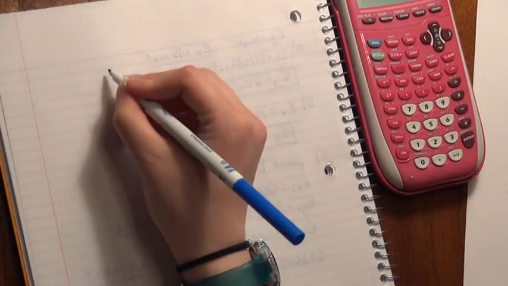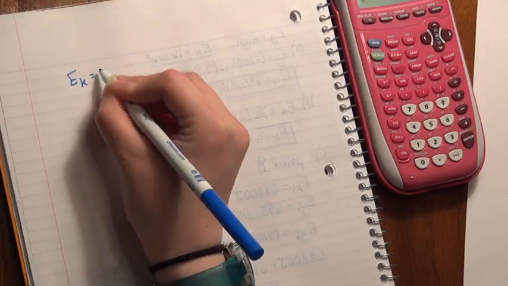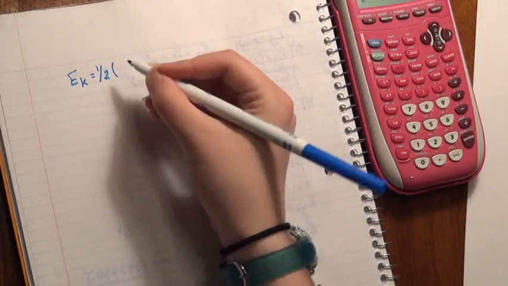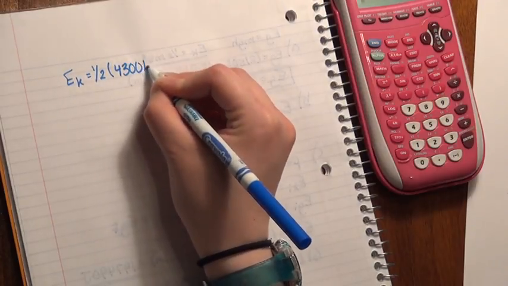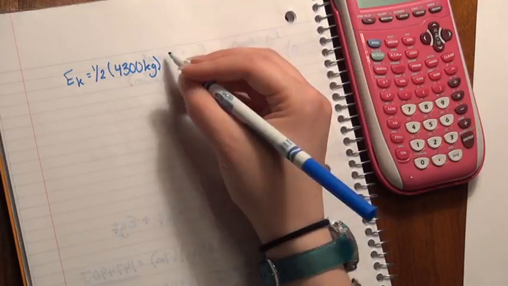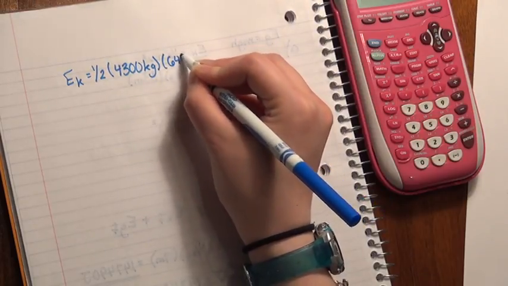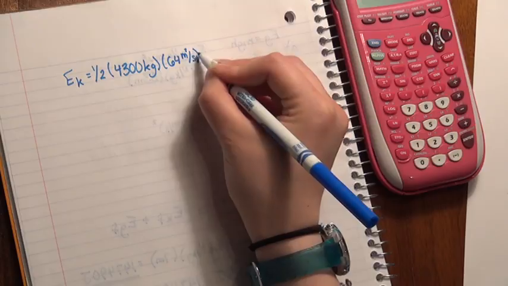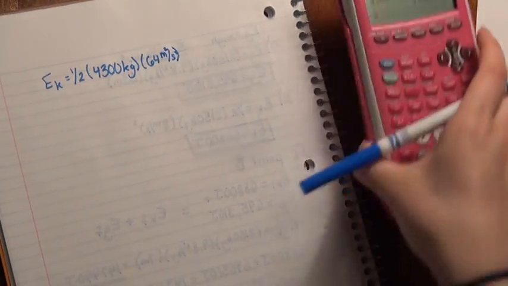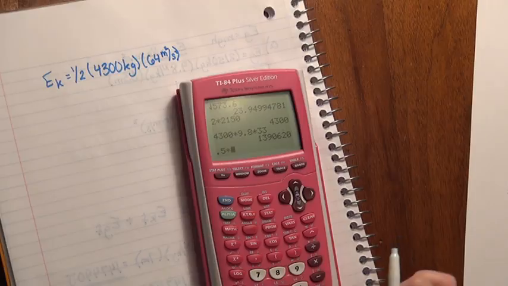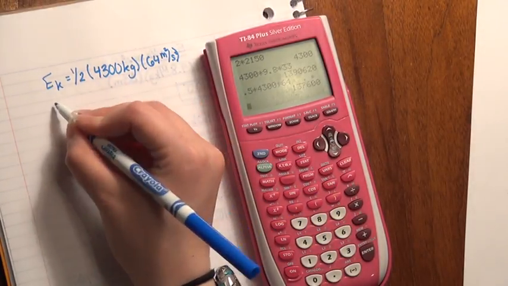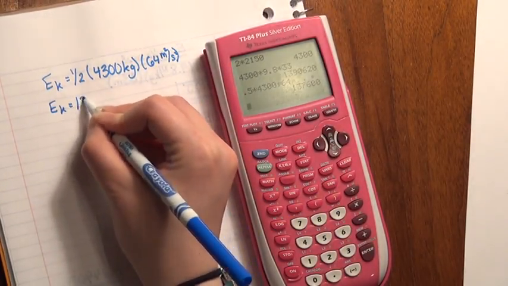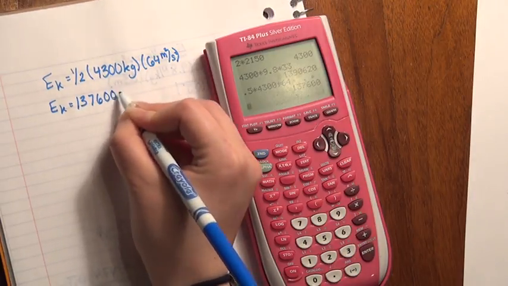Okay, so we have EK here, and EK is equal to 1/2 times the mass, which we established is 4,300 kilograms, times the velocity squared, which we know is 64 meters squared per second squared. Solving that, we have another very large number, although not quite as large. We have EK is equal to 137,600 joules.